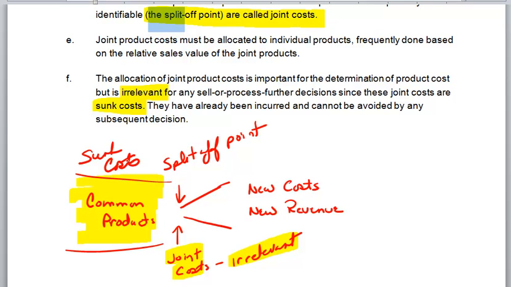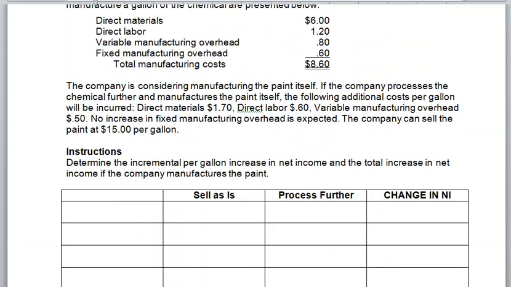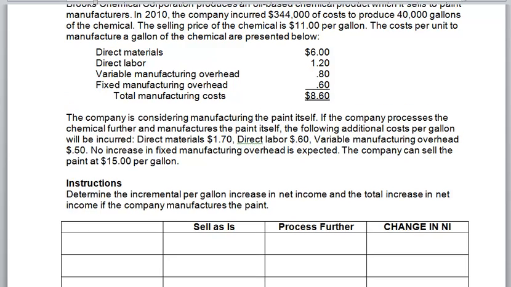Because our company will incur this cost no matter what we do. It's from here on that is a new decision to make. Should we process it further? So this is my process further point. So let's see how this works in a real problem.